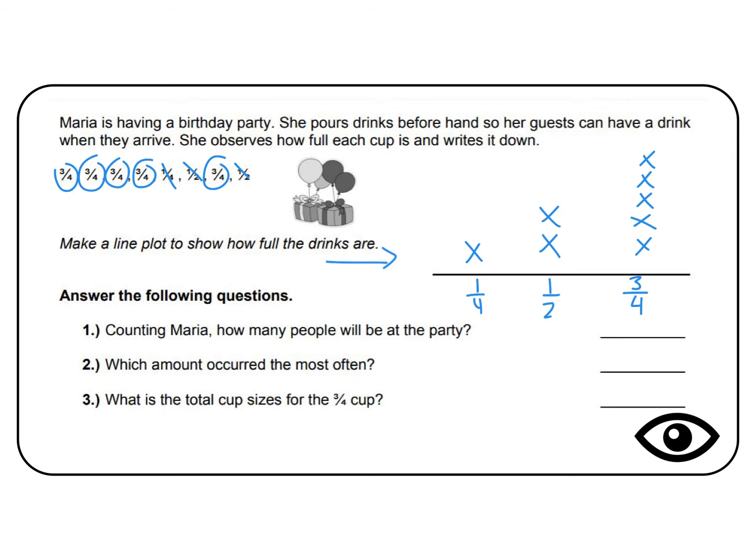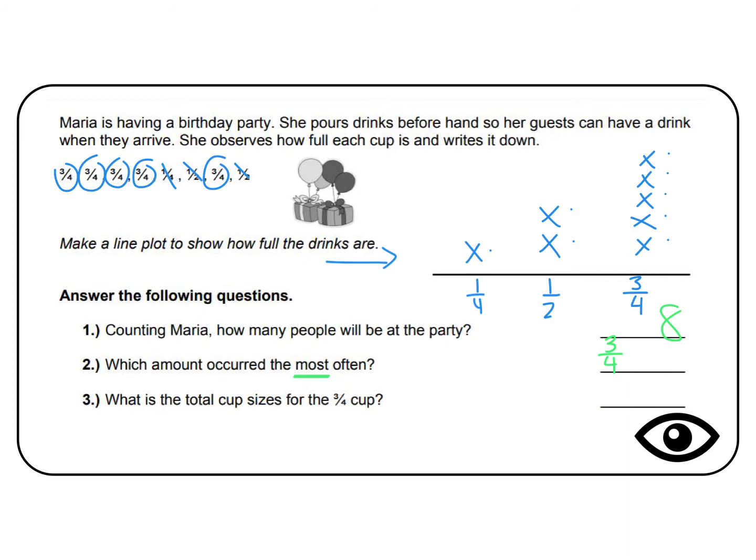The first question says, counting Maria, how many people will be at the party? So that means we can look either at our data or at our X's to see how many drinks she poured. We have 1, 2, 3, 4, 5, 6, 7, 8 people. So 8 X's means 8 people are going to come to the party. Which amount occurred the most often? That means which graph is the tallest, and that we can see is 3/4. It has 5 X's when none of the other ones have that many.